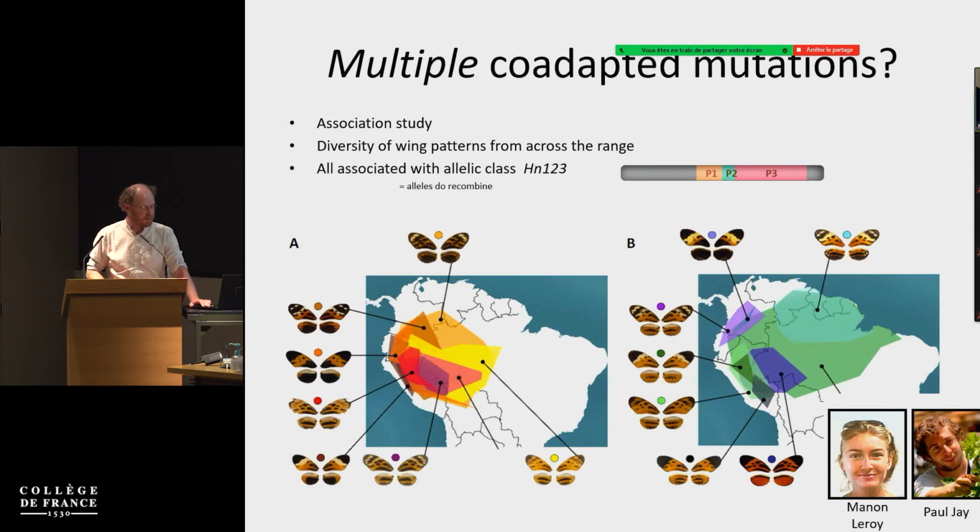And so we wanted to see if there were signs of multiple loci causing the wing patterns and trapped in the inversions. Manon and Paul did this association study on the wing pattern diversity through the range, and they only used the chromosome with 3 inversions, which has diversity of forms and which occasionally recombine because they make homozygotes.